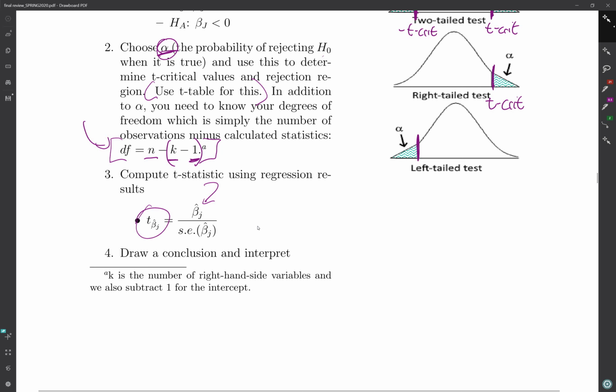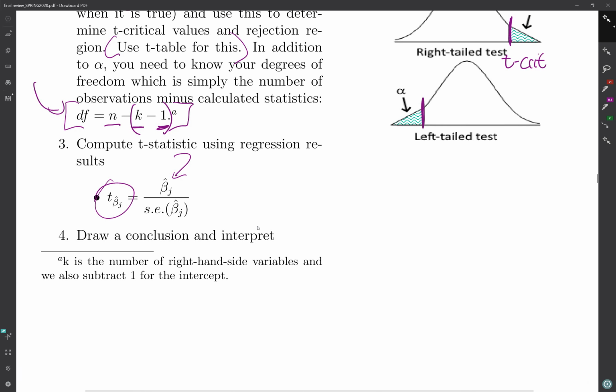We were talking about step number 3, which is to compute the t-statistic. The t-statistic is just going to come from beta j hat and the standard error of beta j. I'm not going to make you calculate these for multiple linear regression. So you're just going to get these from regression results. So you just make sure you know where to find these in your regression table.